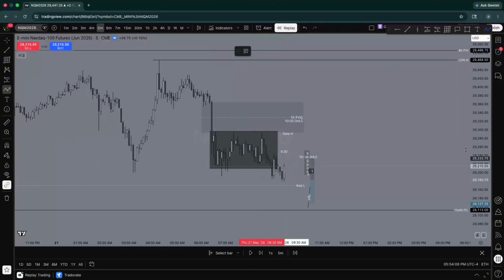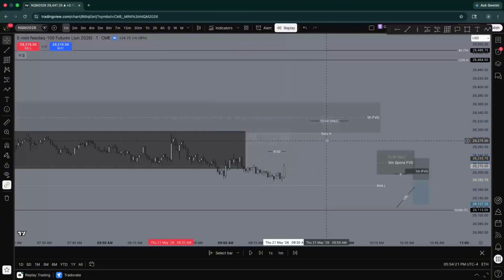So I would have actually wanted us to open higher to then get this sort of setup with this 1 hour, to then bring us lower to Asia low and the 1 hour, 4 hour intermediate low.